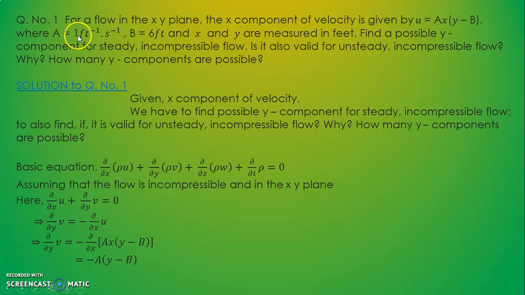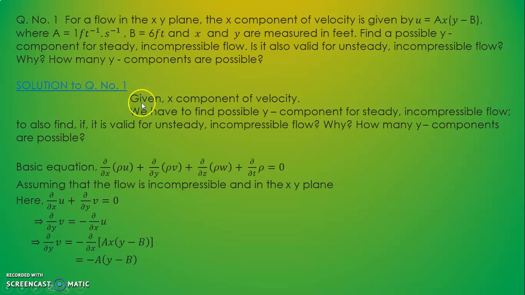Question number 1. For a flow in the xy plane, the x component of velocity is given by u is equal to ax into y minus b, where a is equal to 1 feet inverse second inverse, b is equal to 6 feet, and x and y are measured in feet. Find a possible y component for steady incompressible flow. Is it also valid for unsteady incompressible flow? Why? How many y components are possible?